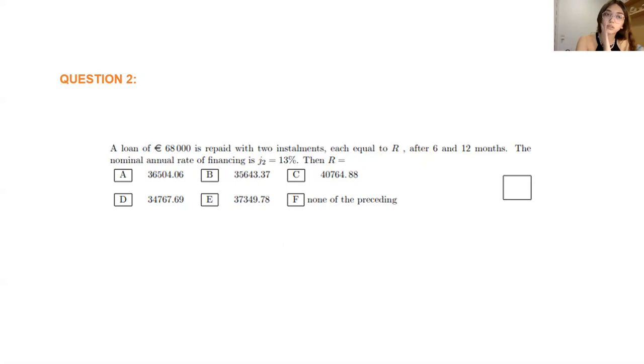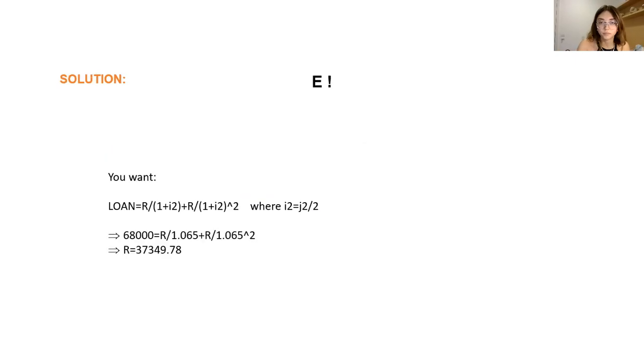Then this one, okay, yeah, this one was also interesting. Basically, they give you a loan of 68,000, and it's repaid in two installments that are equal to R, after 6 months and after 12 months. What they give you is the nominal annual rate of financing, so they give you J2, 13%, and they want you to calculate R.